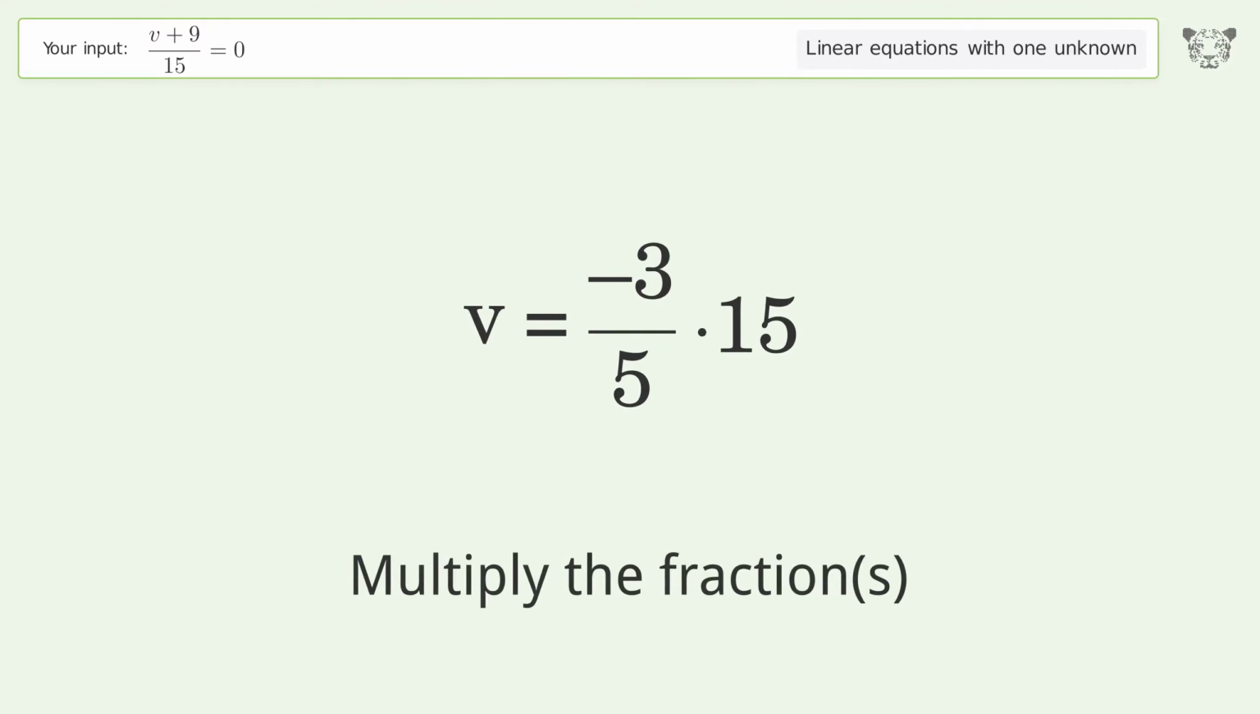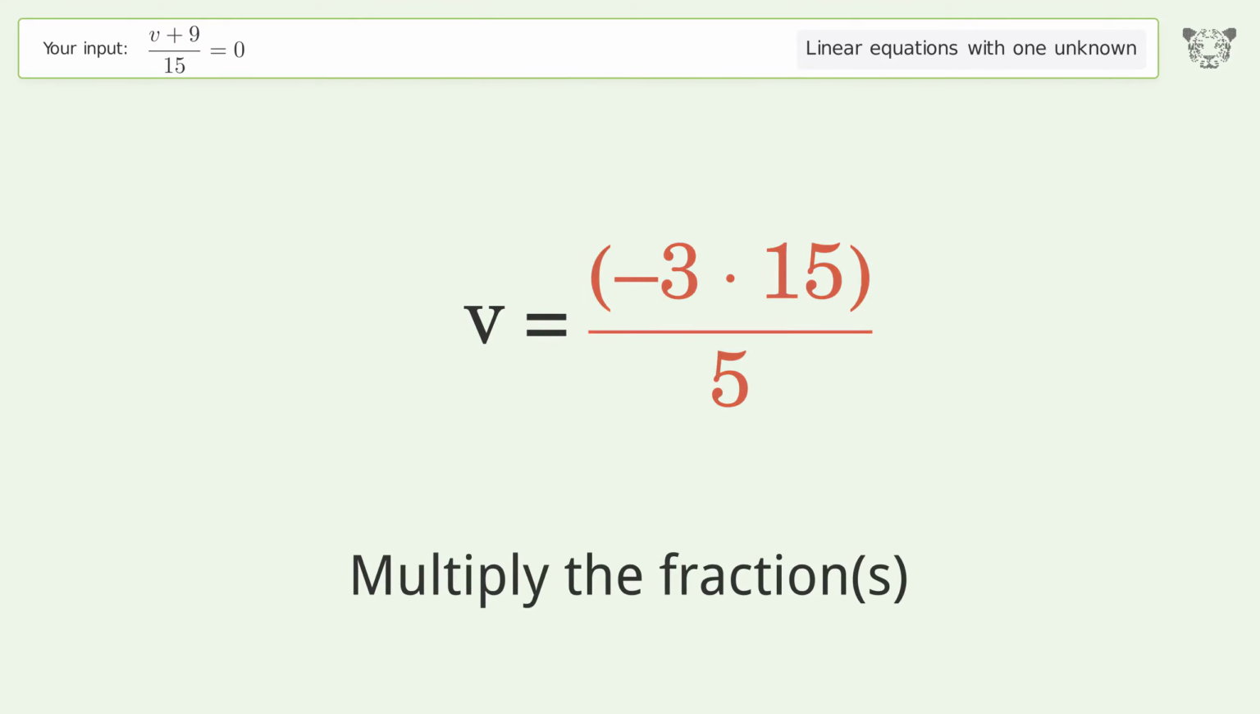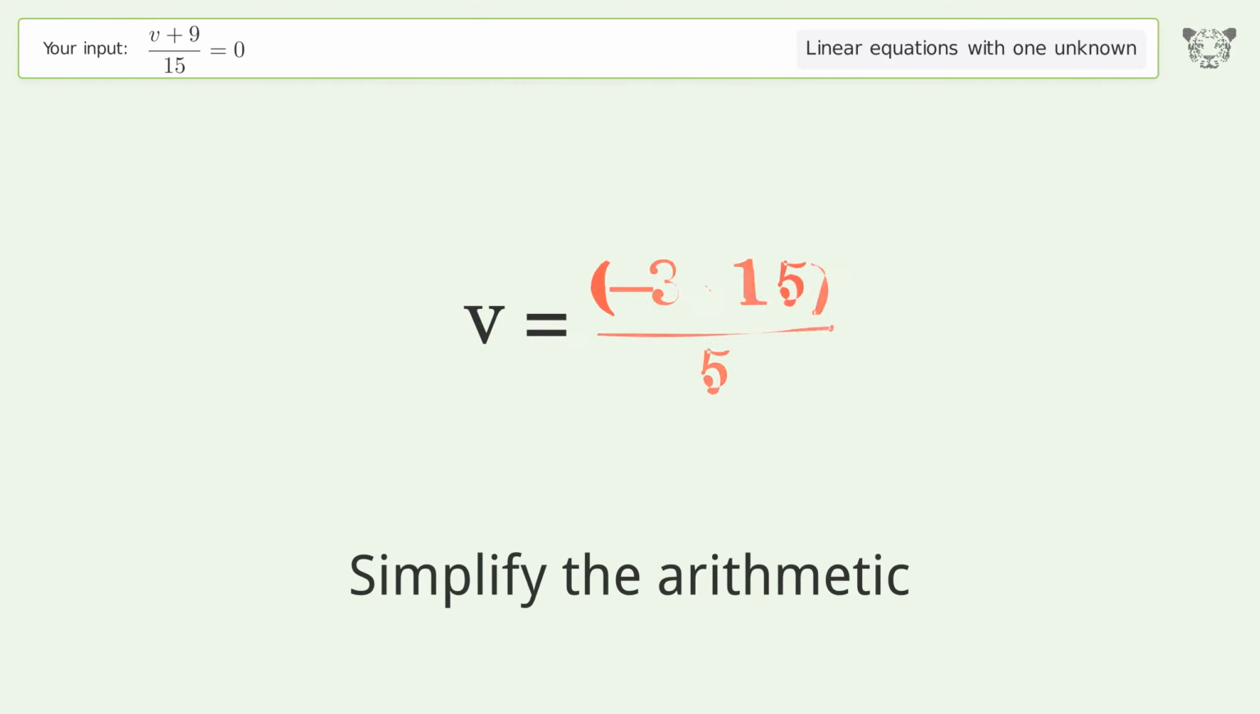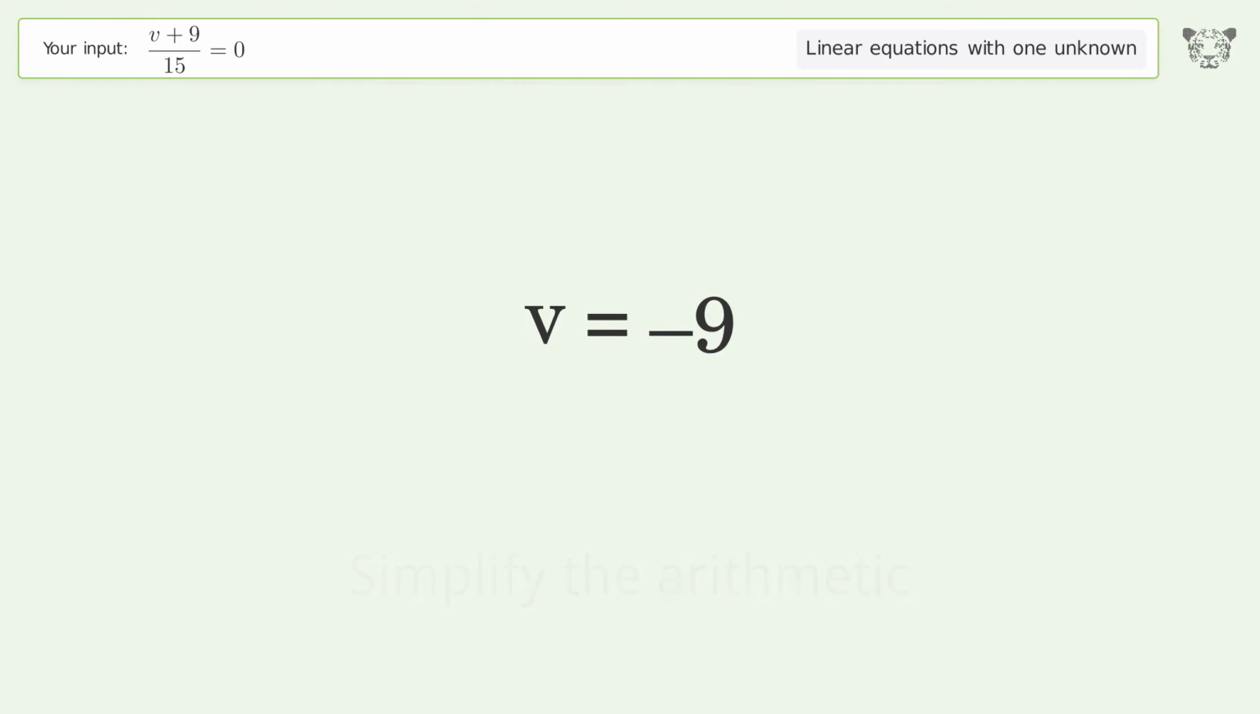Multiply the fractions. Simplify the arithmetic. And so the final result is v equals -9.